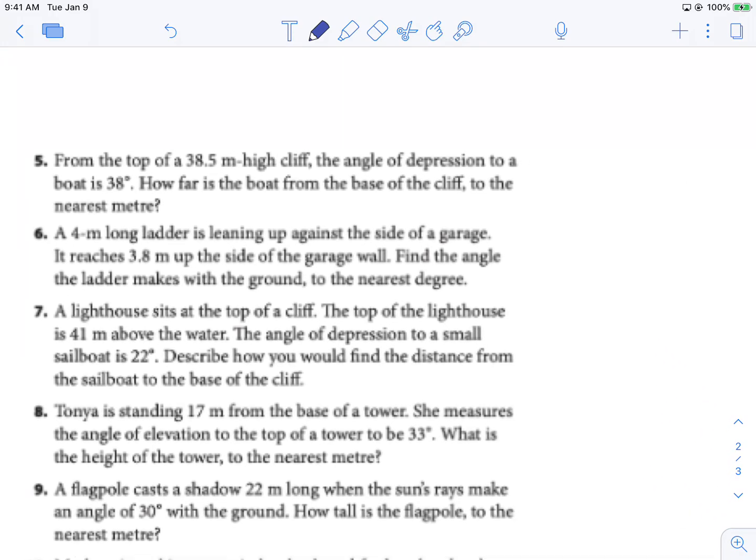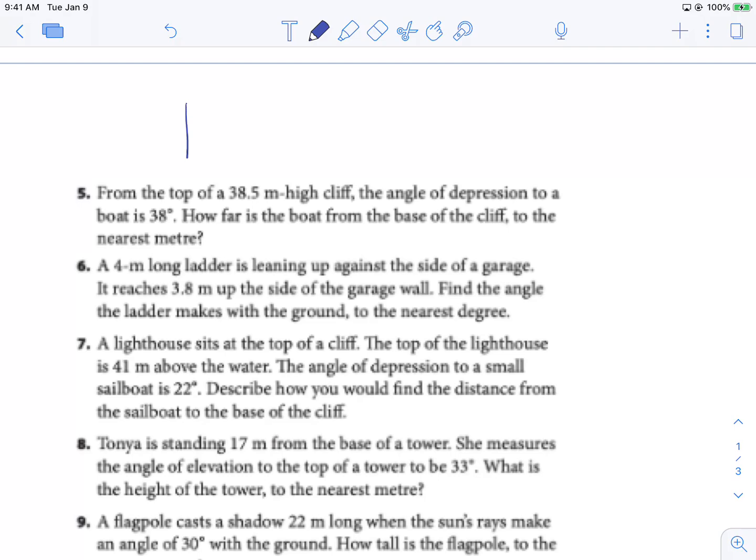From the top of a 38.5 meter cliff, the angle of depression to a boat is 38 degrees. So now I'll show you the other way of doing this. So if here's our cliff, angle of depression to a boat is 38 degrees. If we are on top of this cliff and we're looking at this boat, the angle of depression is this angle in here. That's 38 degrees. So we can still use this. This is our cliff. We can still use this triangle if we want to, doesn't matter, or we can switch the triangle up and use that way. So either way is going to work.